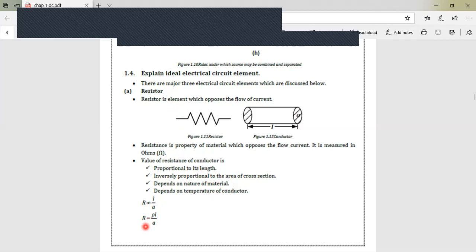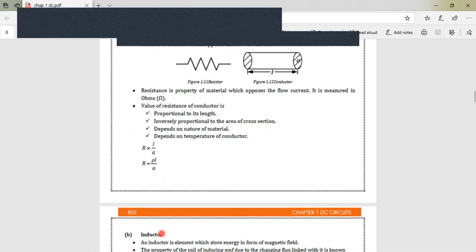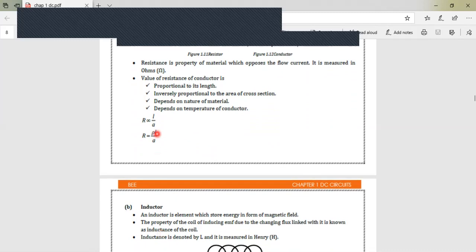So we can say that R equals rho L by A, where rho stands for resistivity, L stands for length, and A is the area of the conductor. So this is an important question: factors affecting the resistance of material. Again, I repeat: length of conductor, area of conductor, nature of material, and temperature of conductor.